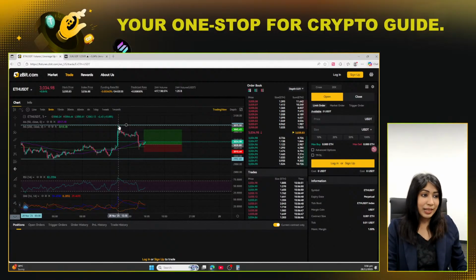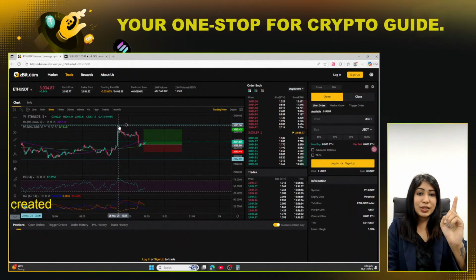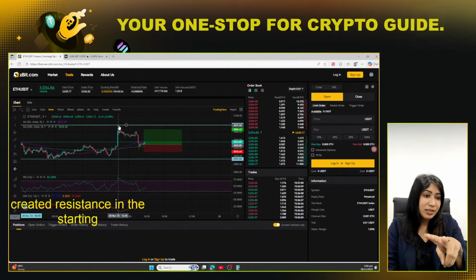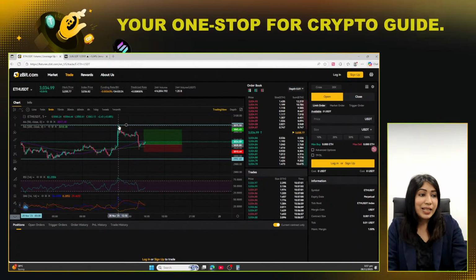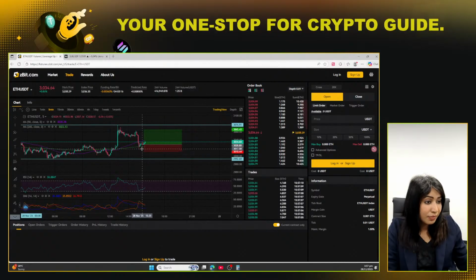So what I was trying to tell, I'll summarize once again: we've created a resistance at the starting of the day, and we've created a support at the starting of the day. Now price tried to bounce back. After creating a resistance, it bounced down, and when the price reached almost $3015, you can see that the RSI was also sitting somewhere below 30.